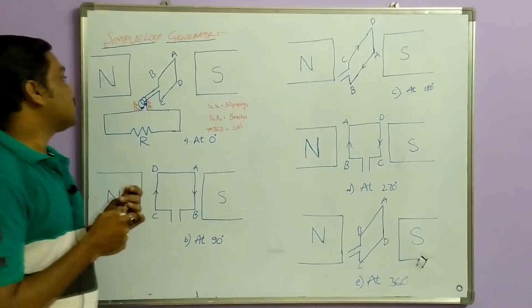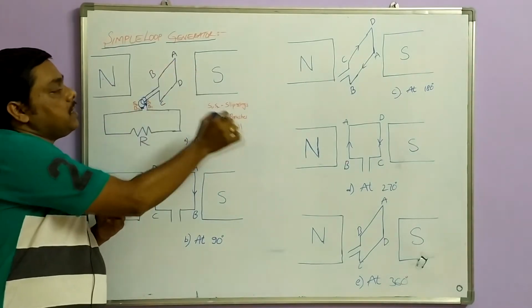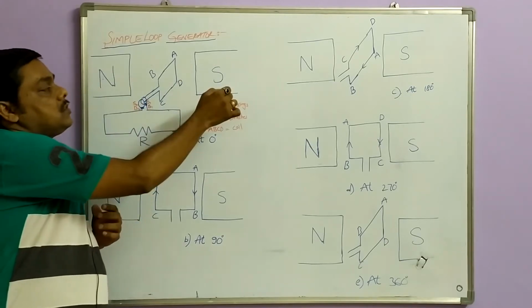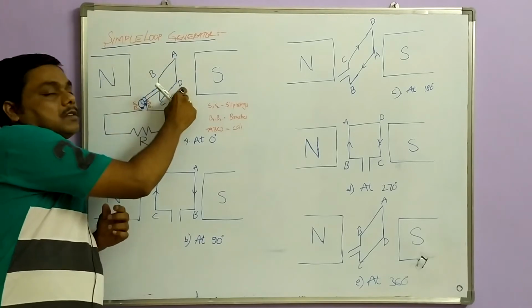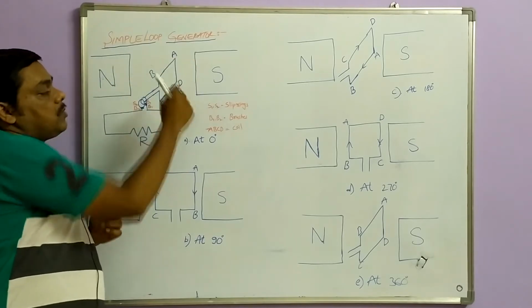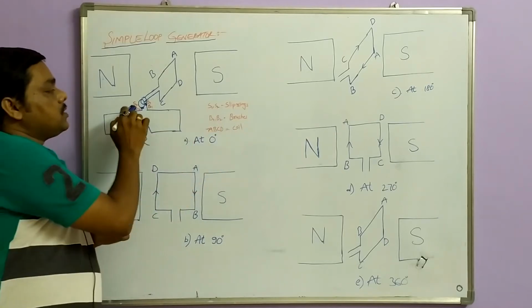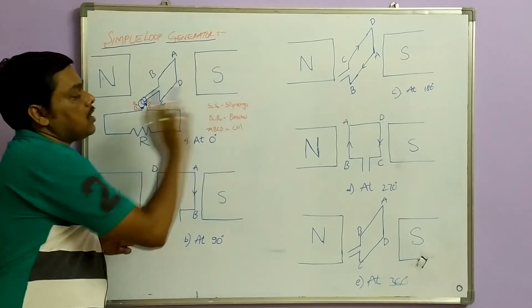Let us consider this is a coil having AB and CD conductors, and this is the north pole and this is the south pole. So AB is one conductor and CD is the other conductor. We are forming one coil, that is the ABCD coil. S1 and S2 are the slip rings. B1 and B2 are the brushes.